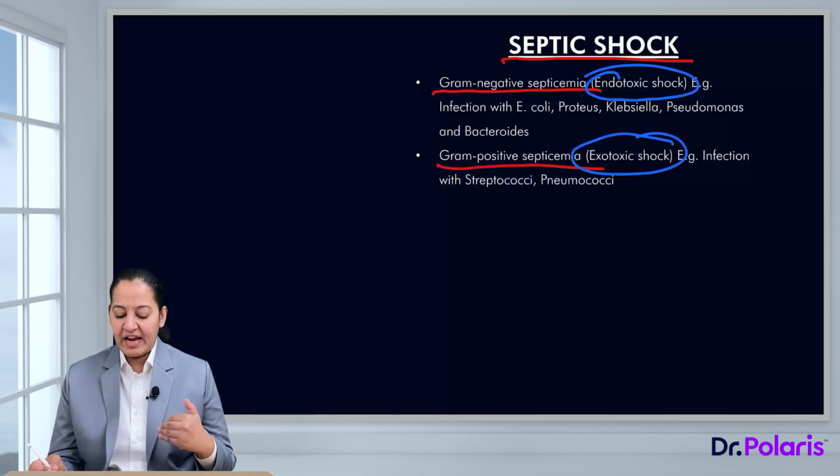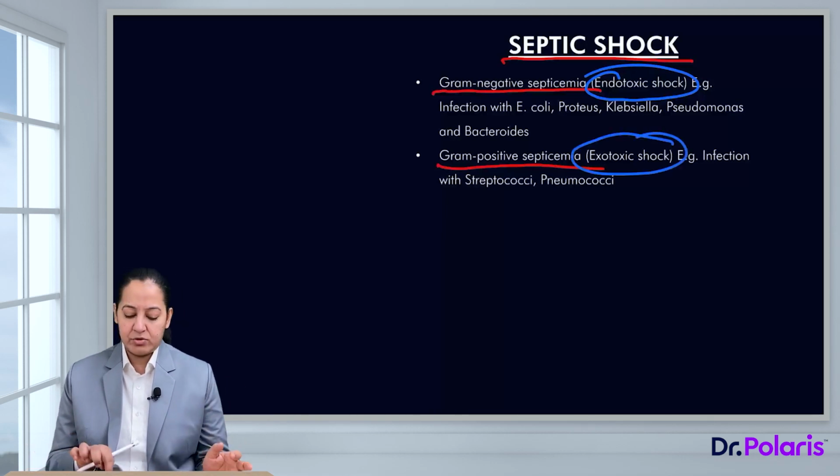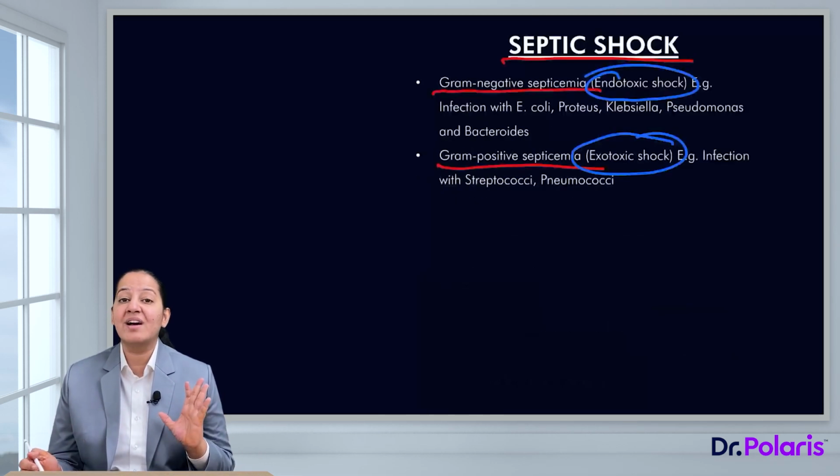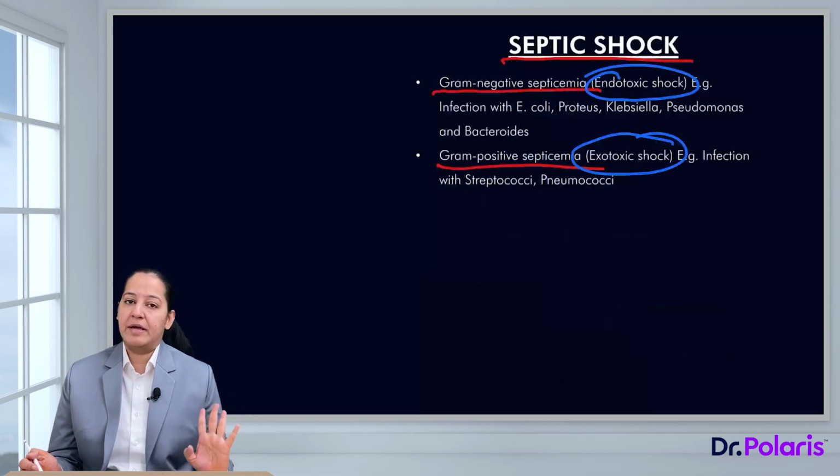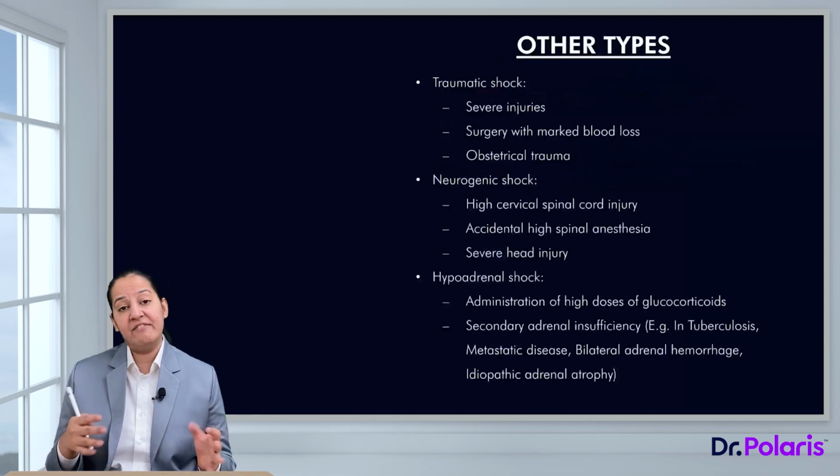Initially, it was thought that endotoxic shock is more common than exotoxic shock, but nowadays we know that the most common cause of septic shock is gram-positive bacteria, not gram-negative bacteria. So we have discussed the causes of the three types of shock, and we will be discussing the three types of shock in detail one by one.